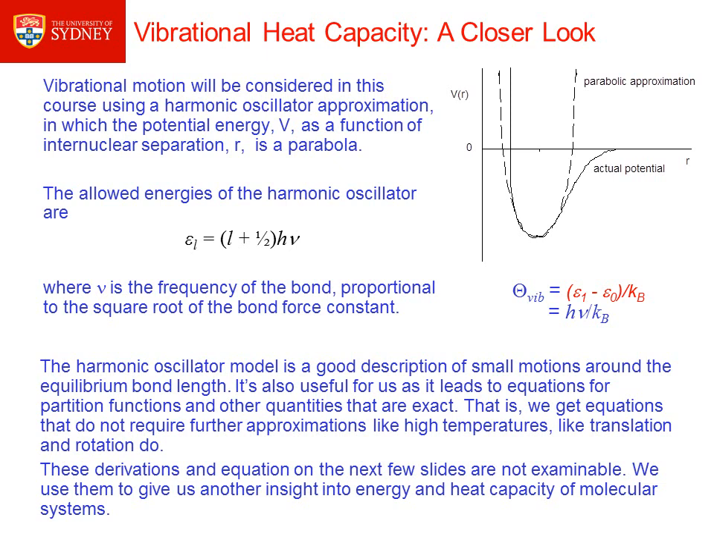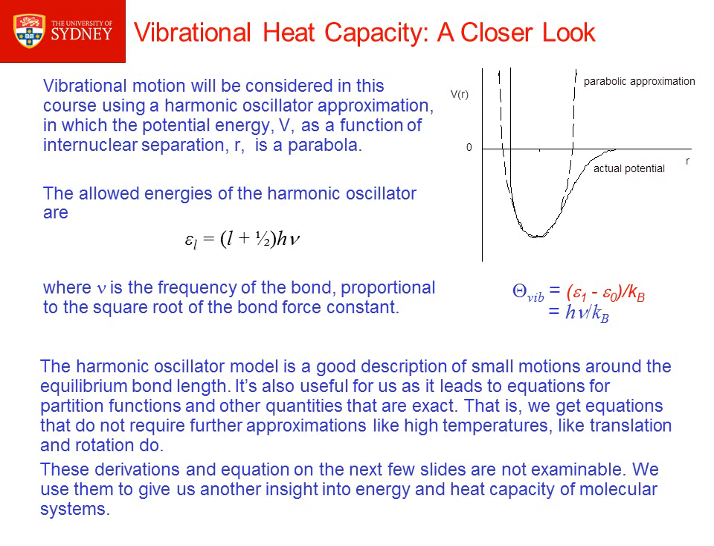Vibrational motion is considered in this course using a harmonic oscillator approximation, in which the potential energy V, as a function of internuclear separation R, is a parabola. The allowed energies of the harmonic oscillator are energy equal to a quantum number v plus a half times Planck's constant h times nu, the frequency of the bond. This is proportional to the bond force constant.